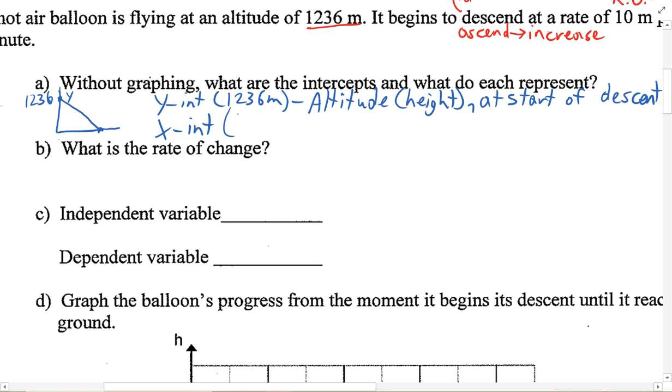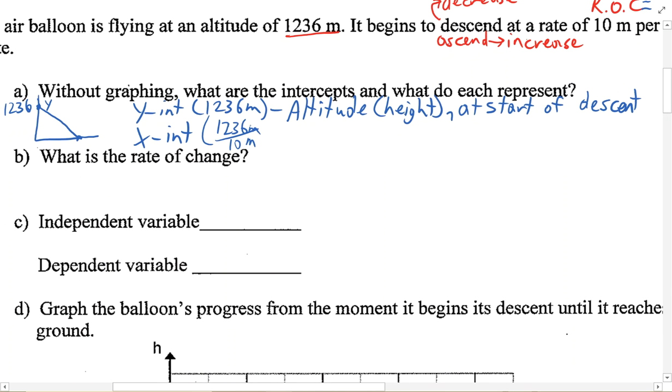Well, our x-intercept, that's going to be 1236. Oops, 1236 meters. And we can do what with that? Okay. 1236 meters divided by 10 meters per minute. And that's going to equal 123.6 minutes. So that's going to be the what? It's going to be the time of the descent. All right, so it's going to take that time to land.